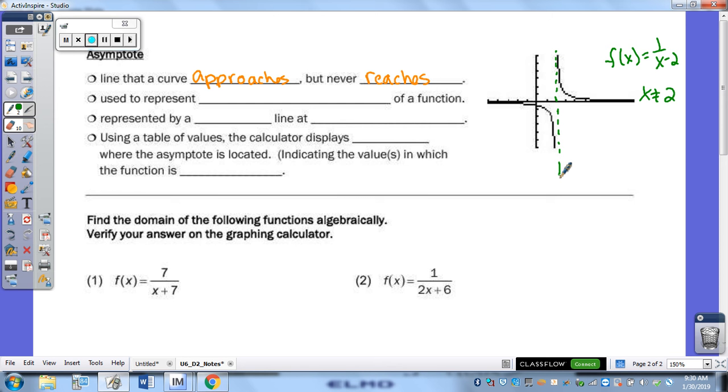So your asymptote is used to represent the undefined values of a function. For example, our undefined value there of x equals 2, it can't be 2, because then it would make a 0 in our denominator. So it's represented by a dotted line. Always your asymptotes are dotted lines at the undefined values.